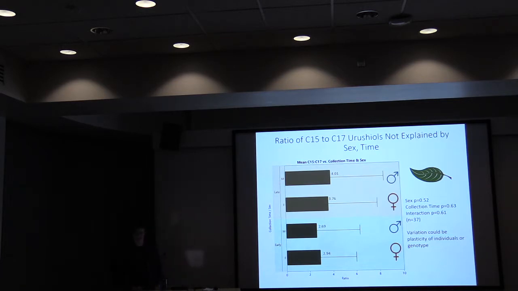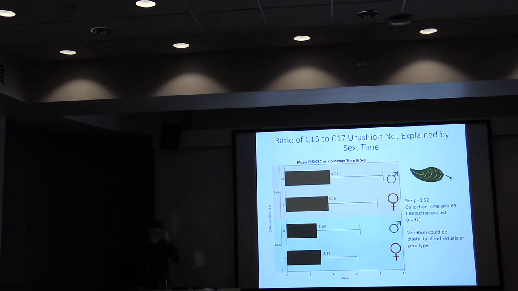So unfortunately, when looking at the larger data set, 10 males and 10 females, there wasn't a significant difference between male plants and female plants, nor did this ratio of C15 to C17 change over the course of the growing season. So that still suggests a couple of things that can be interpreted from these negative results. The first is that, yes, C15 urushiols are higher. You can see this is the ratio here, so anything higher than one suggests that C15 urushiols are higher than C17 urushiols, and on average, yeah, all of the plants do have higher C15s than C17 urushiols.